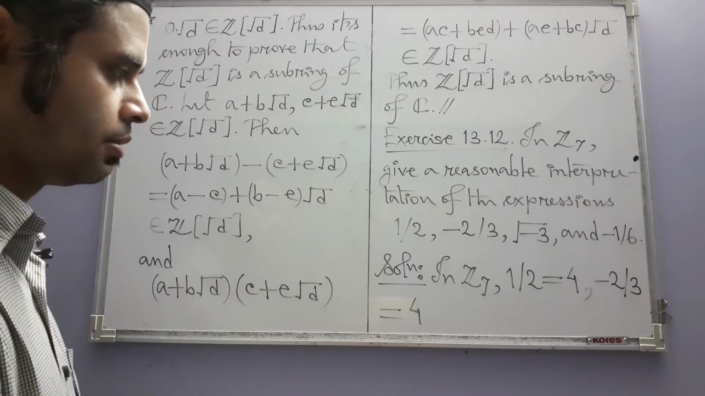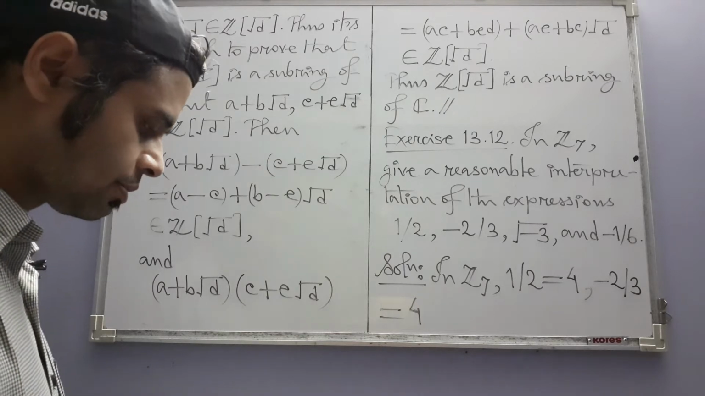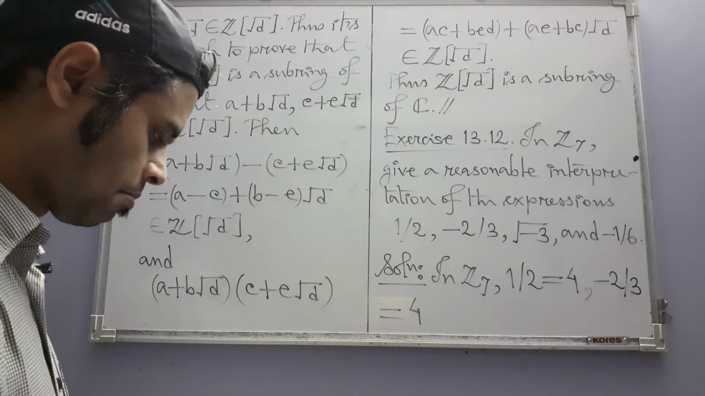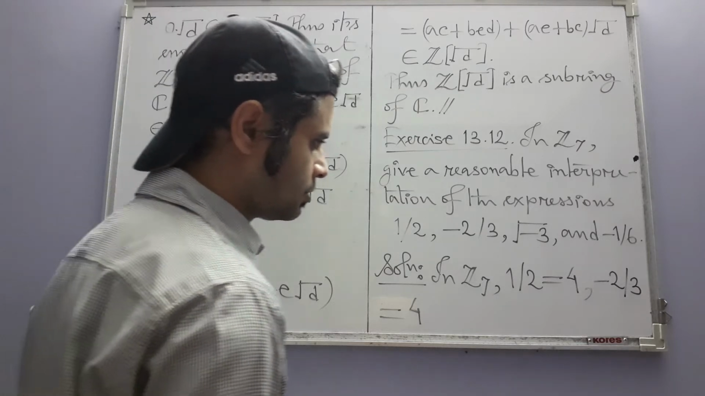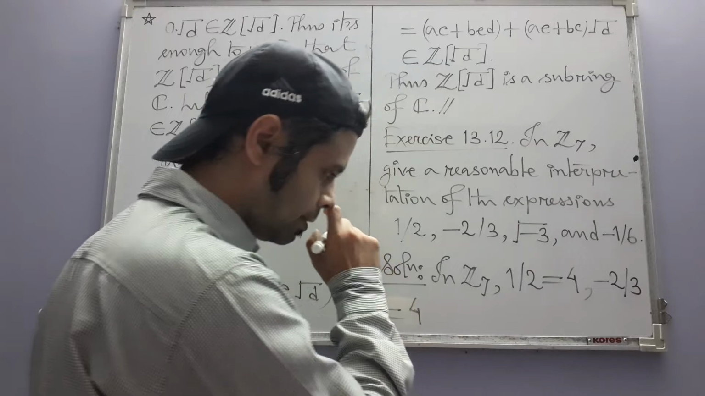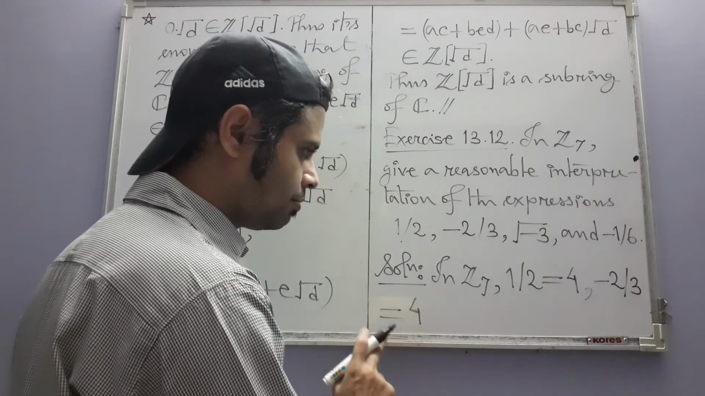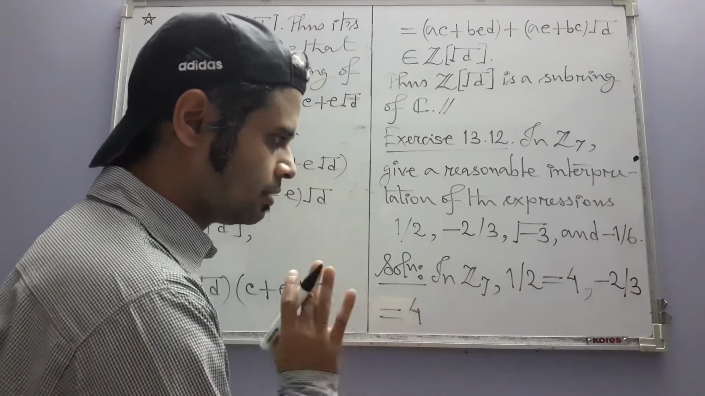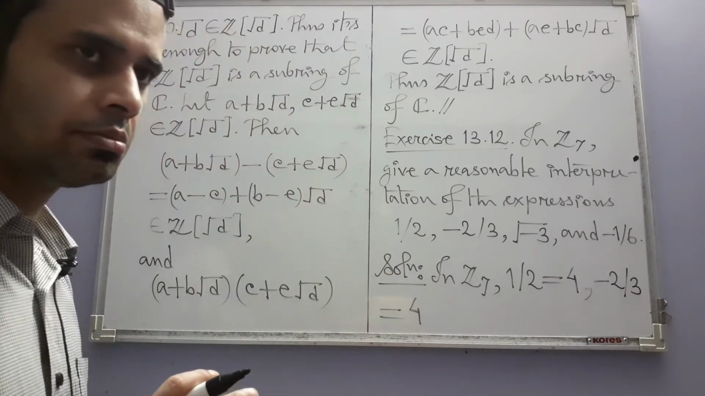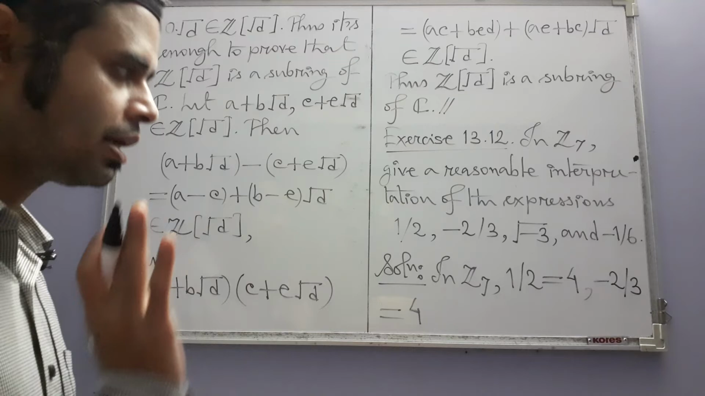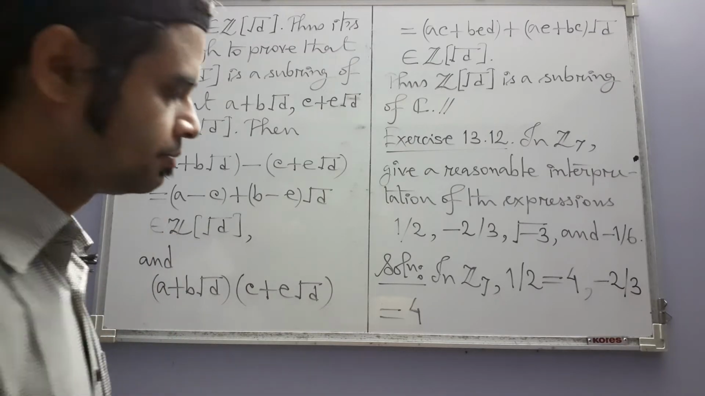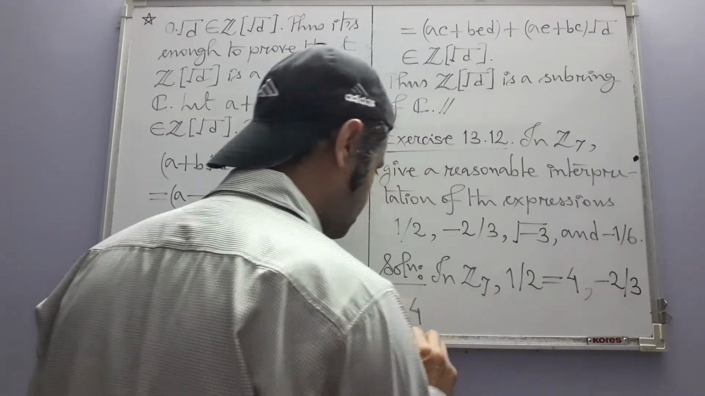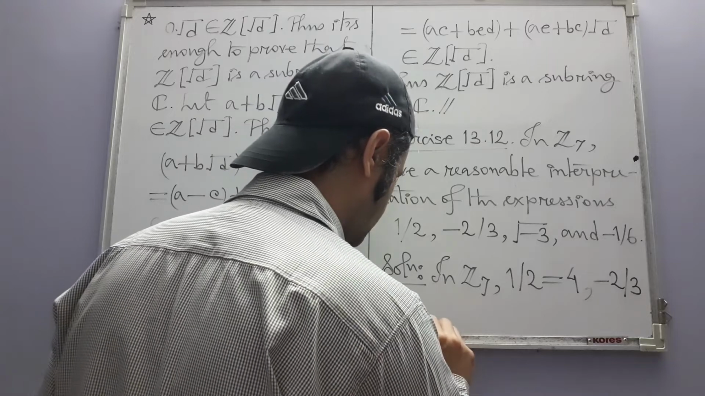Okay, so this one is also 4. So what does it mean actually? It means that if you multiply 4 and 3 in this ring, that is equal to the additive inverse of 2, which is minus 2 by definition, and which is true.